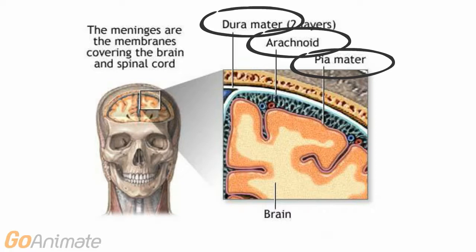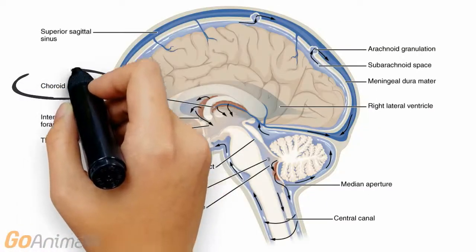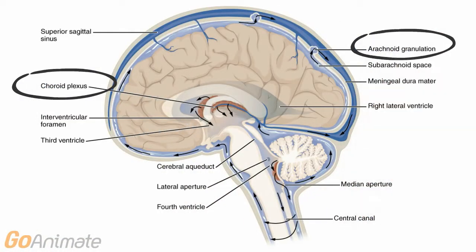There is a space between the arachnoid and pia mater called the subarachnoid space. This space is filled with CSF. A vascular structure called the choroid plexus produces CSF. Arachnoid granulations absorb it. About 500 milliliters of CSF is produced daily.